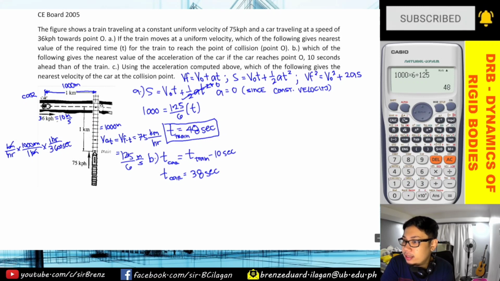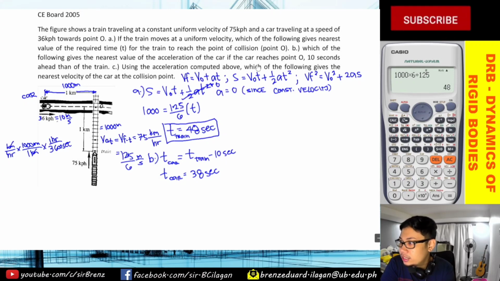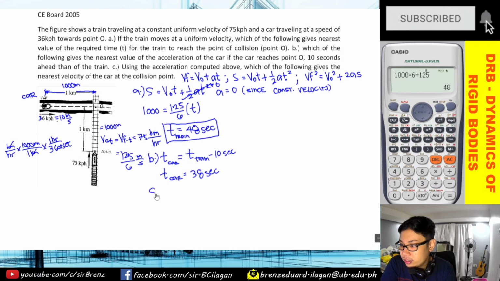So wala kasing final velocity, accelerating siya. Okay, so yung second equation din, tama? So for letter B, again, use the same formula. S equals V0T plus 1/2 of AT squared.